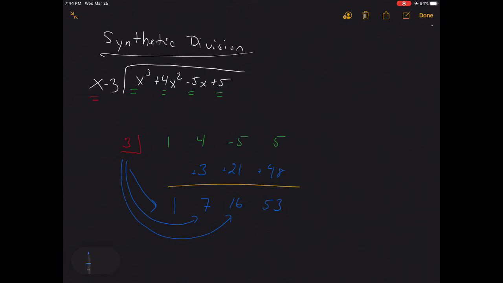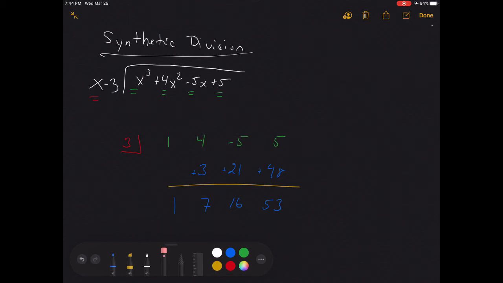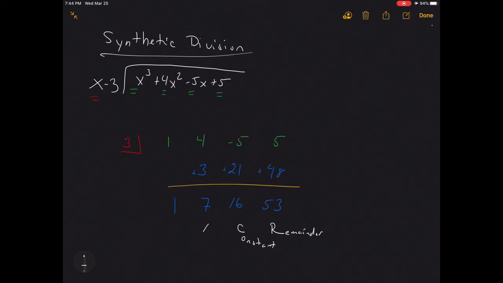So what we have here, and I'm going to erase these lines real quick, is the polynomial that you would get if you were to do the long division. This is the key. This last number, this 53, is your remainder. This one right here, the 16, is your constant term. This one here is the coefficient of your x, and this one is the coefficient of your x squared.